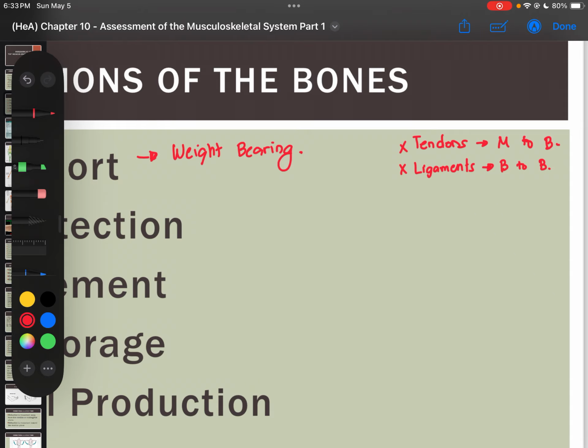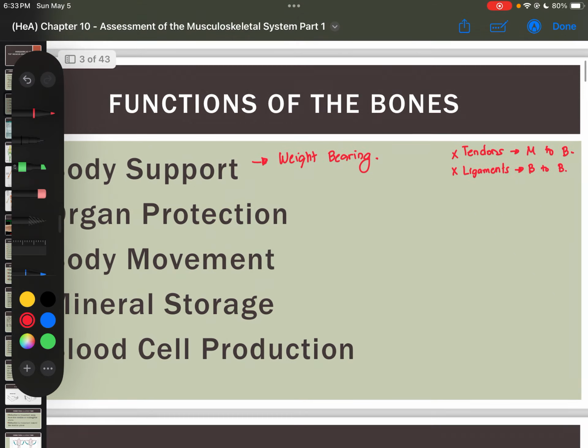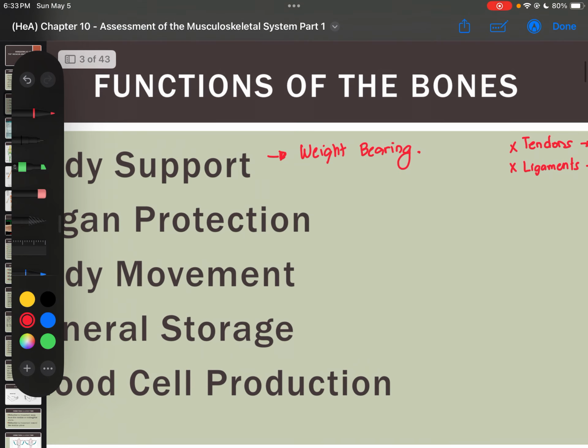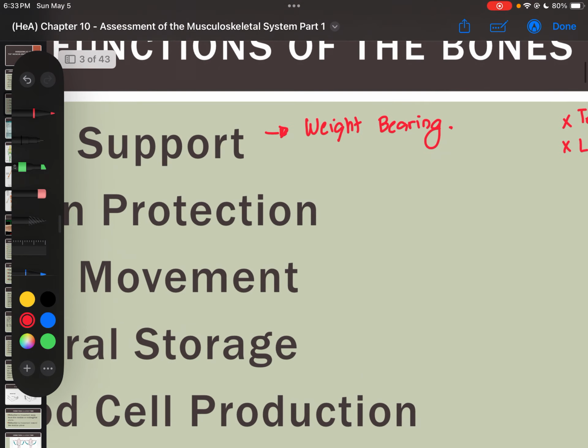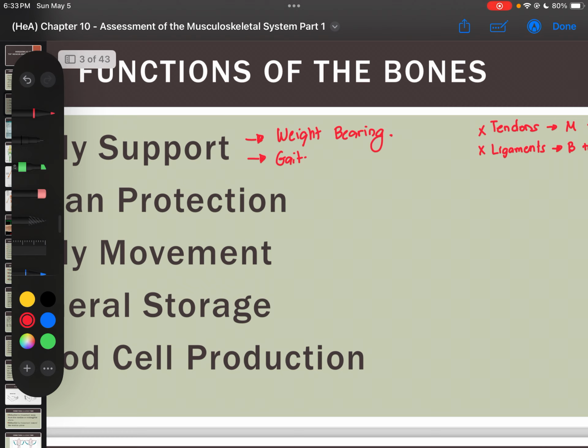Aside from having an effect on weight bearing, it also has an effect on what we call our gait. Gait, class, is the posture or the way we walk.